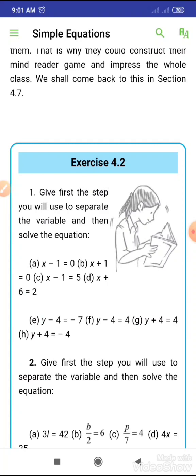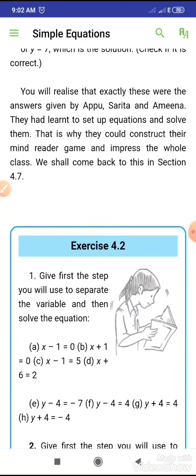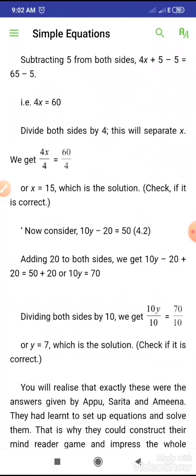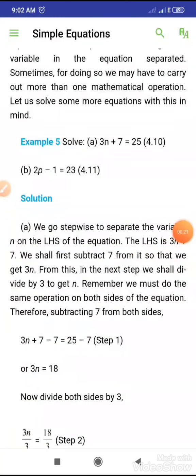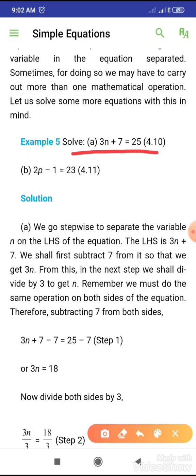In this exercise we will discuss how to solve an equation using the separating variable method. So take one example for this. Suppose we have to solve the equation 3n plus 7 is equal to 25 using the separating the variables method.